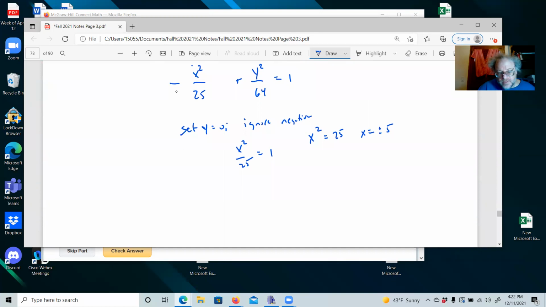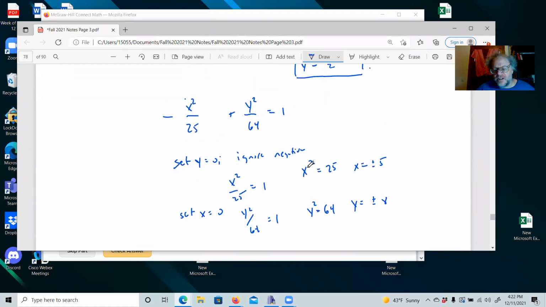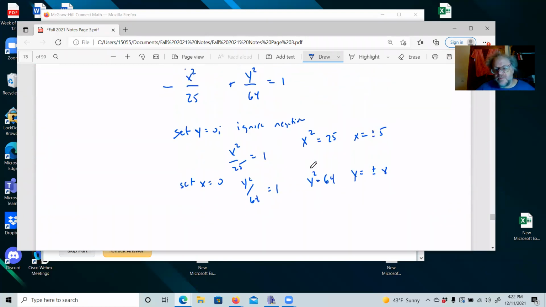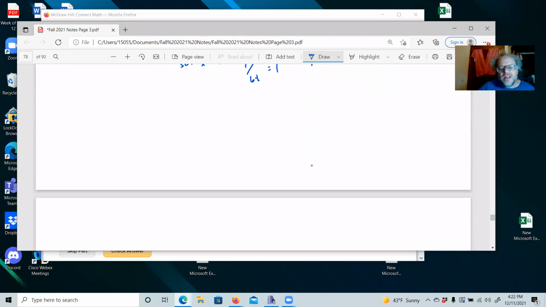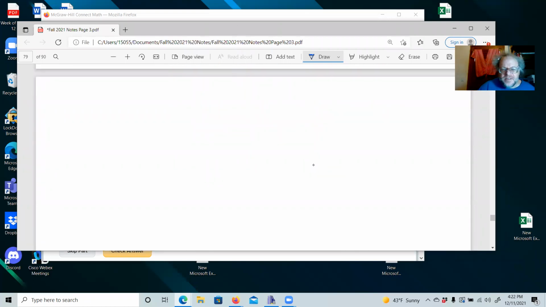Okay, set x equal to 0. We have y squared over 64 is equal to 1. These don't have to be perfect squares, by the way. You just have uglier numbers if that's going to happen. We have y squared is equal to 64, y is equal to plus or minus 8. Okay, so actually I shouldn't have said uglier numbers. I should have said more delightful numbers. Okay. So let's go ahead and do this.